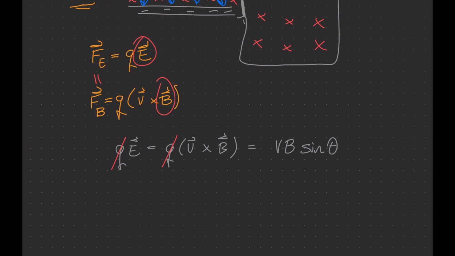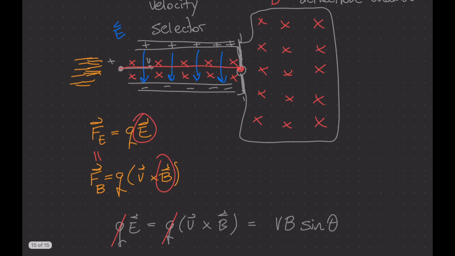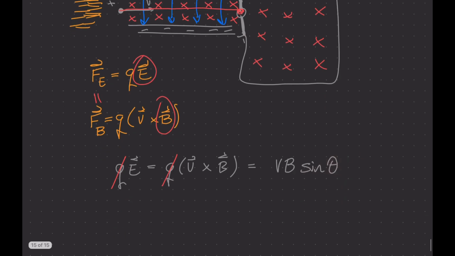Now let's take a look at sine theta, the angle between B and V. If you look at V, it is going this direction, and B is going directly into the page, so the angle between these is 90 degrees. Sine of 90 degrees here gives you 1, so we can actually erase that whole thing, okay?